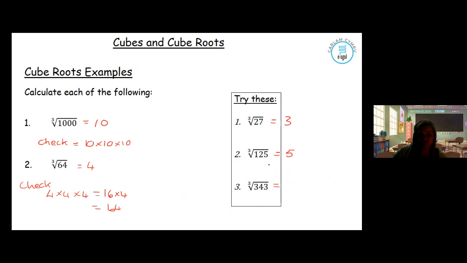And question 3 links back to what we did with cubing, and we actually worked through this question for the cube numbers, and it is 7. So 7 multiplied by 7 is 49, and then 49 multiplied by 7 gives you the 343 under that cube root.